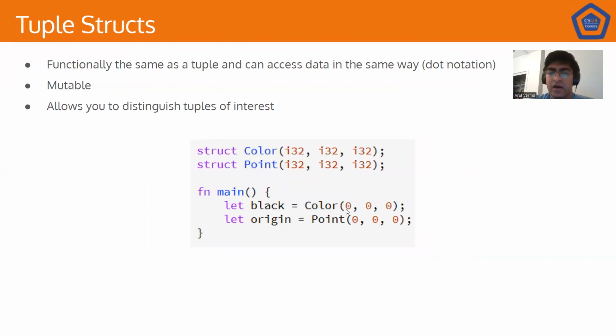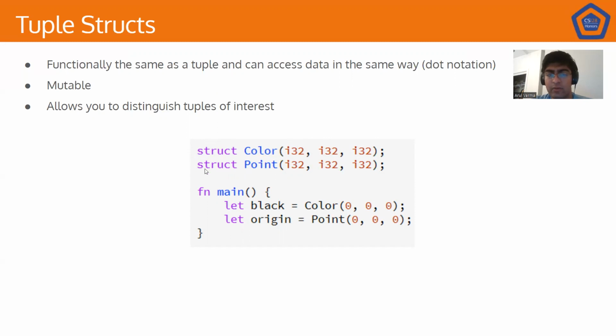So the one thing I didn't really cover in my last lecture are tuple structs. I kind of glossed over them, or I didn't even mention them just because I didn't see use for them, but I think it's important to let you guys know they exist. Tuple structs function the same way as a tuple, and you can access data much in the same way that you can access data in a tuple, which is dot notation. So this just creates a struct called Color, which accepts 3 integers in a tuple format.